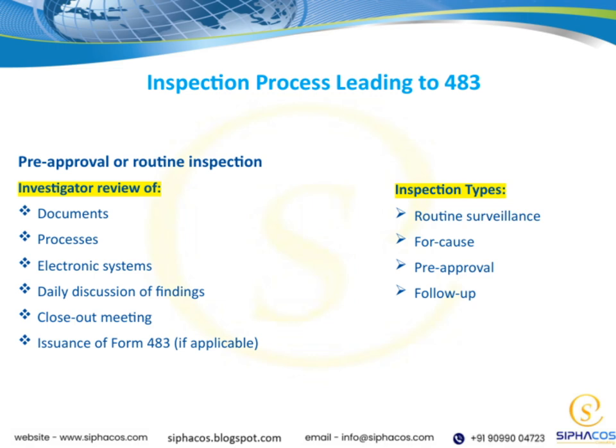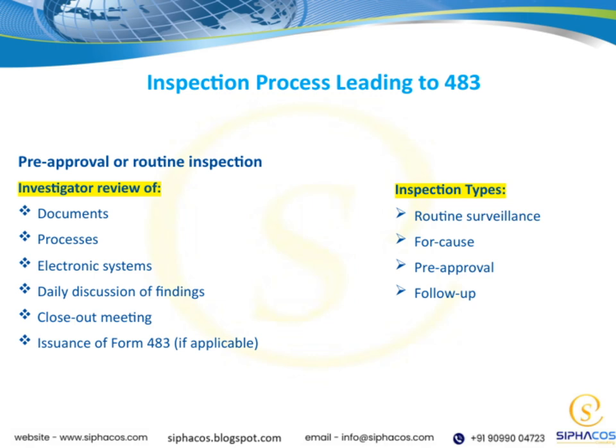Now, understanding the inspection process leading up to a Form 483 is crucial. It typically starts with either a pre-approval or a routine inspection. During this process, the investigator reviews various elements, including documents, processes, and electronic systems. This thorough review helps ensure that all aspects of compliance are being met.